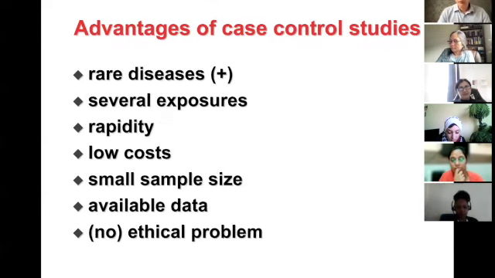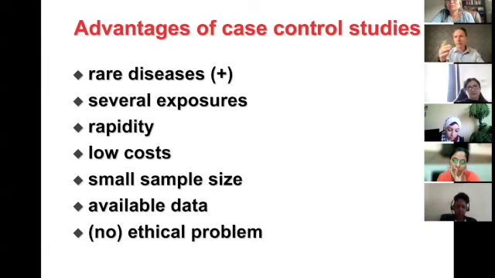In contrast to this, the case control studies can have certain advantages, of course. They're good for rare diseases. Why? I explained why a cohort study is good for rare exposures. So why can a case control study be good for rare diseases? Because you already have the disease. Because you start from the point of the disease.